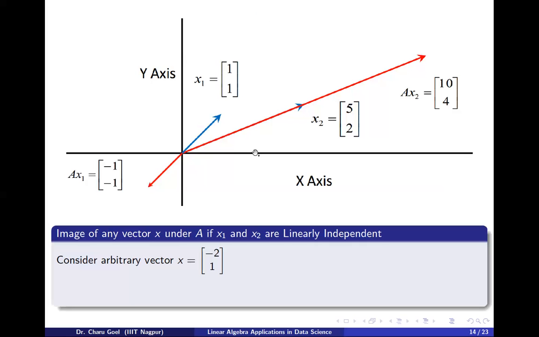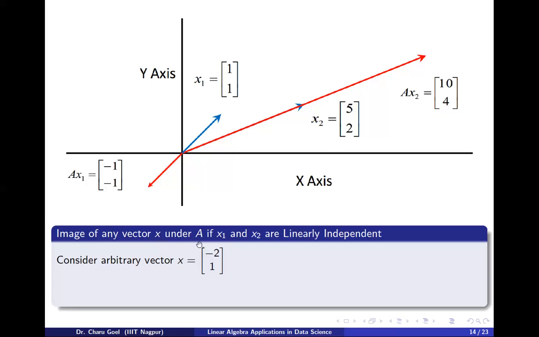Okay, so now if we want to take some other vector, any vector, remember two slides before we talked about linear combination. Any vector can be written as alpha times, let's say, X1 plus beta times X2. So we have now got two vectors X1 and X2, and let us see if we can write the image of any vector x under A. If X1, X2 are linearly independent, we can check the linear independence. That is not a big thing.